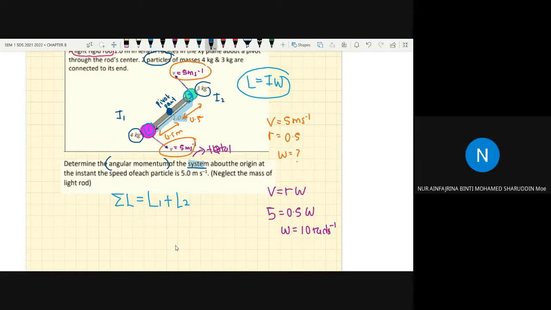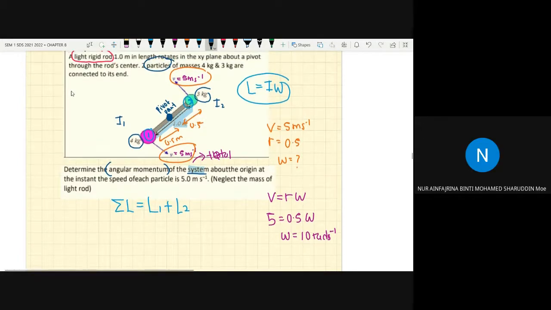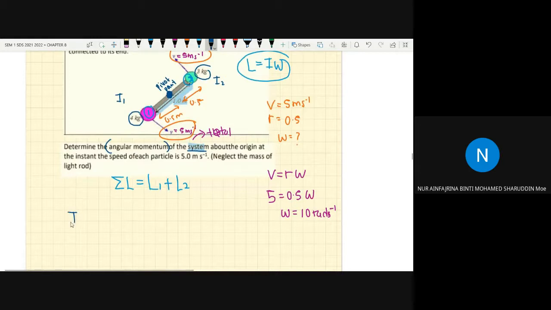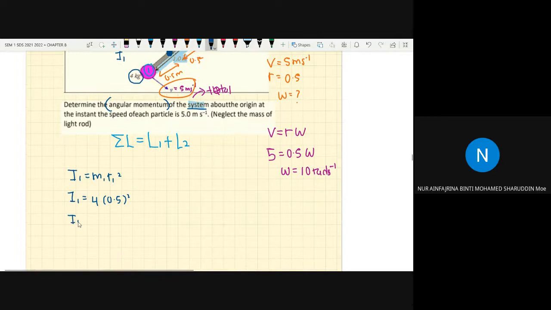General. Yes, kita akan pakai general je. So kita cari dulu I1 dengan I2. So I1 equals to M1 R1 squared. So mass of particle 1 adalah 4 and then dia punya distance adalah 0.5 squared. So awak tekan calculator, awak akan dapat 1 kg meter squared.